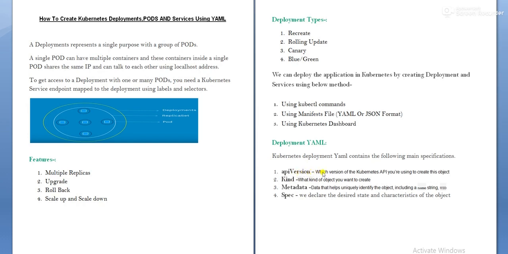So what is API version? Which version of the Kubernetes API you are using to create this object. Kind: what kind of object you want to create. Metadata: data that helps uniquely identify the object, including name, string, UID. Then the spec: we declare the desired state and characteristics of the object.